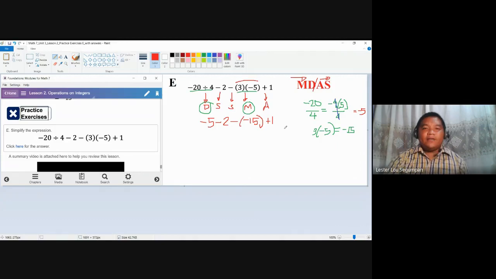That is the first process in solving this problem. We have applied the multiplication and division, whichever comes first. Next is the application of AS, whichever comes first. My suggestion: do not add this first. It may still result in the same answer, but do not add this first to remove misconception. We can simply combine first this pair here. So we have here negative 5 minus 2.